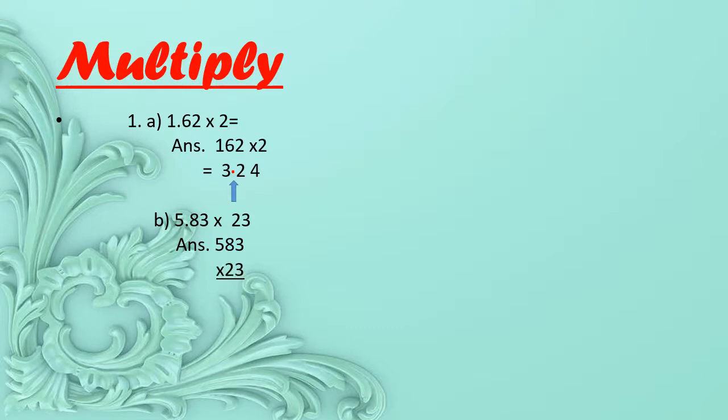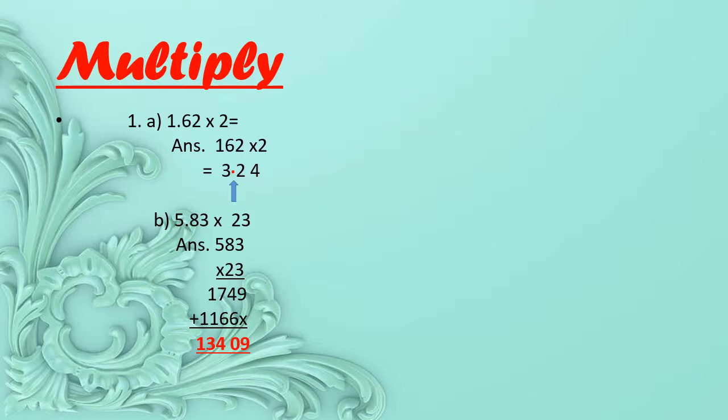First, we all know 583 will be multiplied by 3. We will be having 1749. Then we will multiply it by the tens place, which is 2. So our answer will be 1166. Now after addition, our final answer is 13,409. Got it?